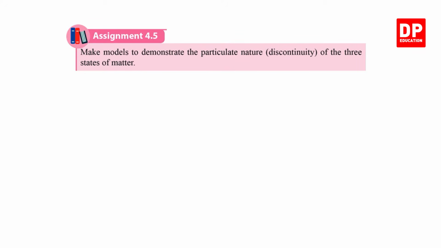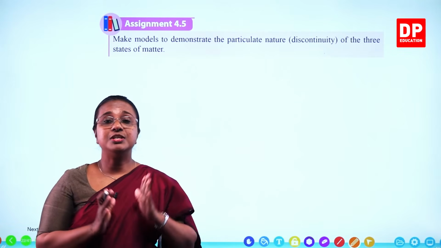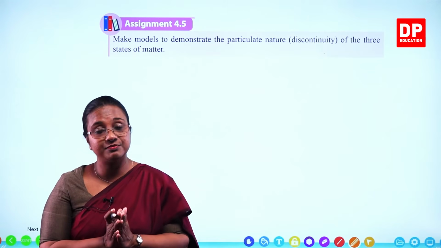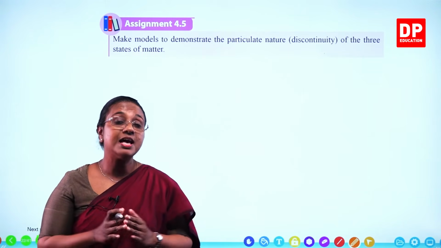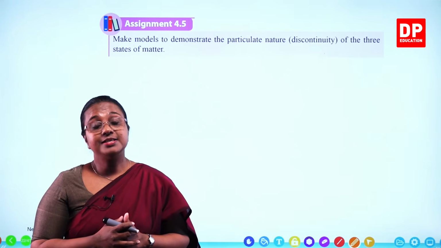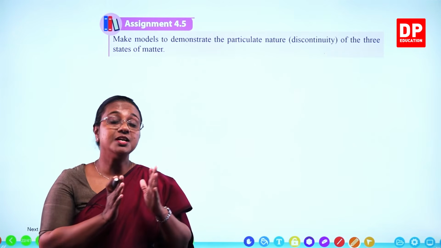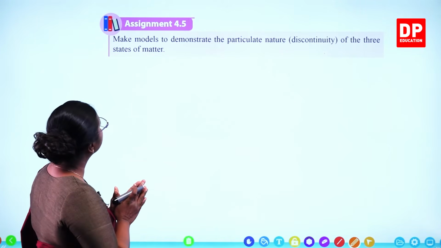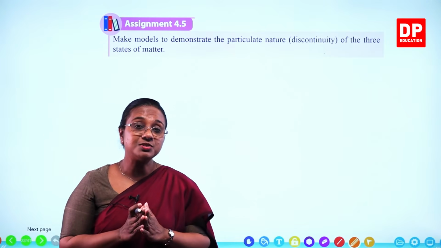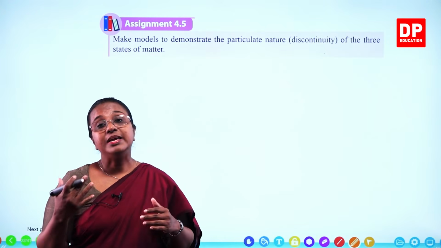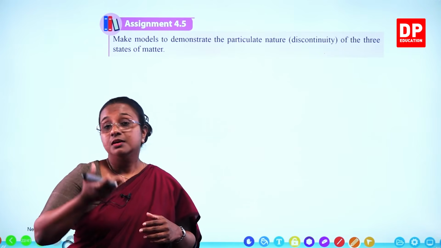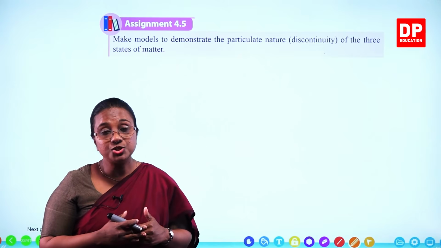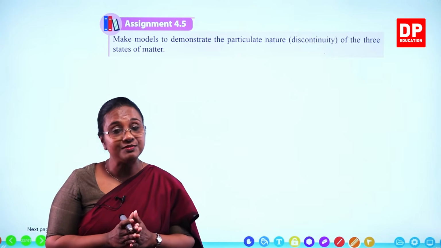Make models to demonstrate the particulate nature, that is discontinuity of the three states of matter. So this, of course, students, is something that we have been discussing so far. We did a few activities. I explained some of the examples for particulate nature of different solids, liquids and gases. You can use those ideas and make models. So if you can remember, students, when we said solids, we use the chalk, the colored ink being absorbed through the chalk particles. That was one example that we used in the lab.